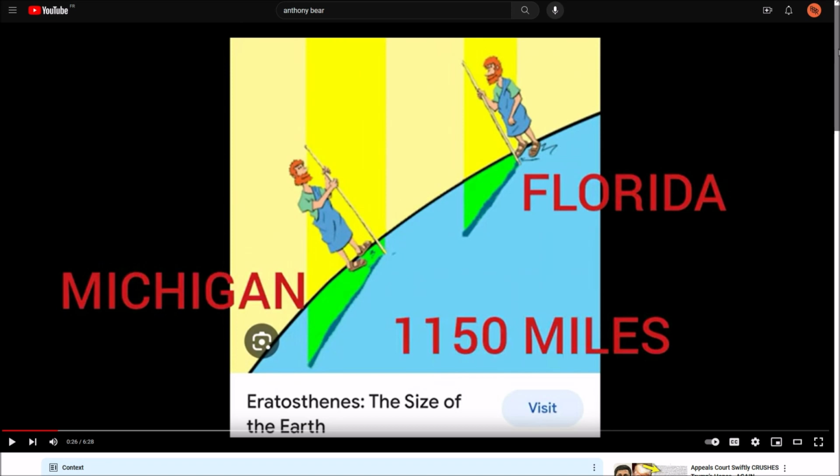Together with a friend of his, one of them in Michigan and one of them in Florida, they both measured shadow lengths of a stick and then used the difference in the shadow lengths to come to conclusions about what they saw. And I applaud Anthony for his effort in doing this.